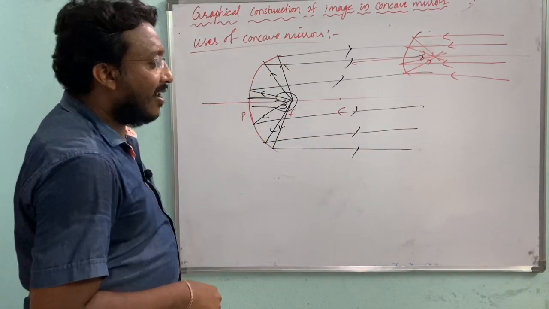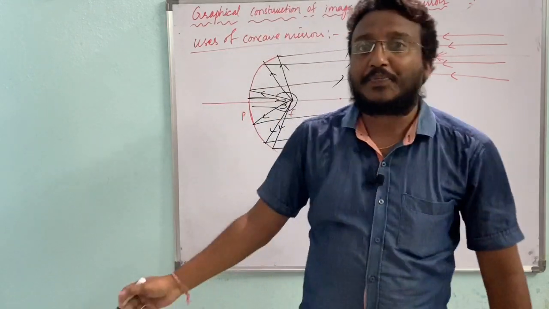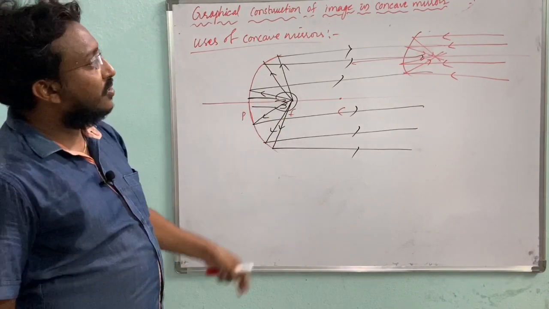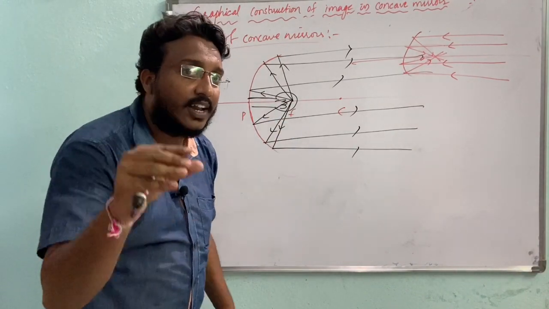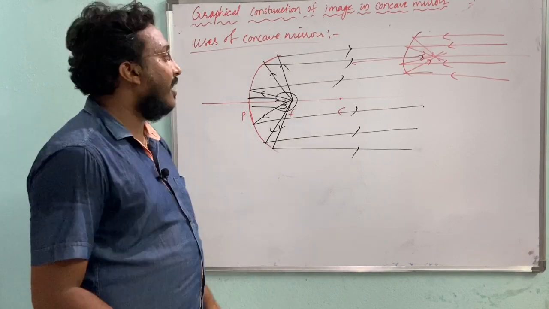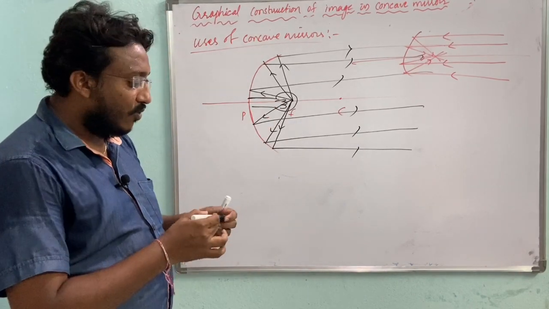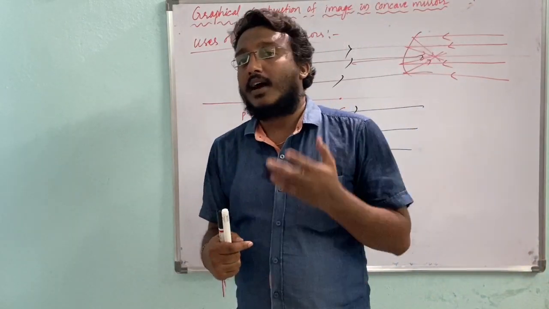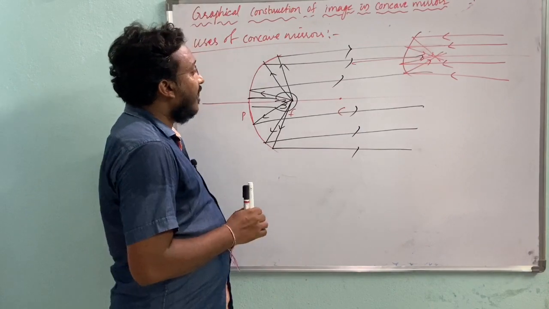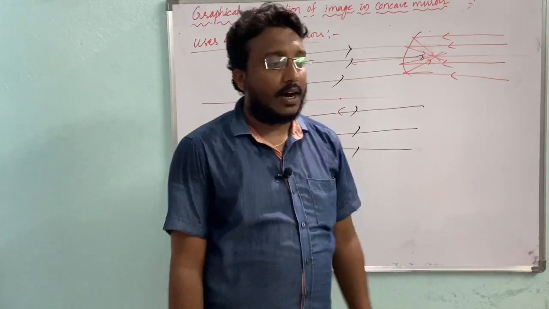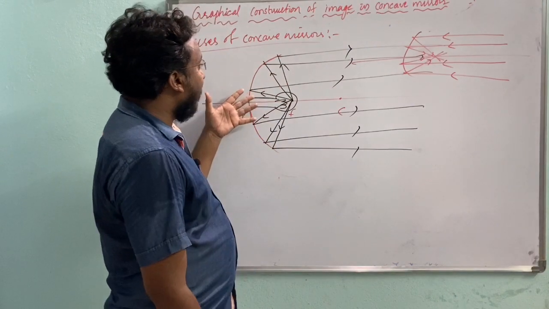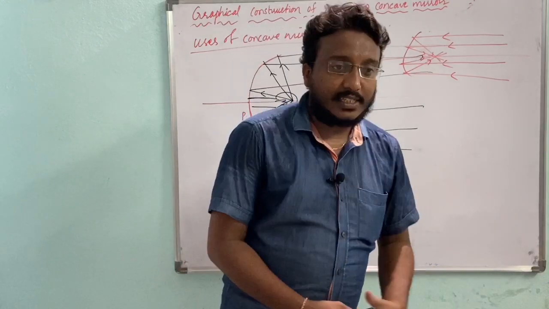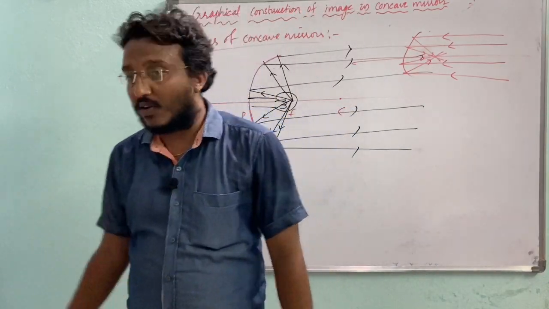So a concave mirror is used as a reflector in car headlights, or vehicle headlights, right. Have you understood? These are the four uses. First one, I said, as a shaving mirror. Second one, dental doctors can use it. Third, to make solar cookers. And fourth, it is used as a reflector in car headlights, right.